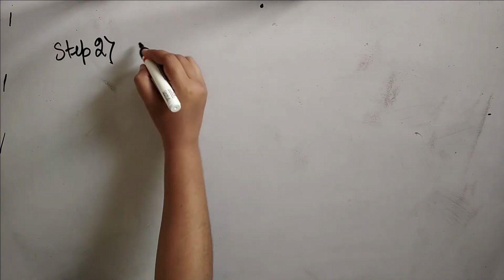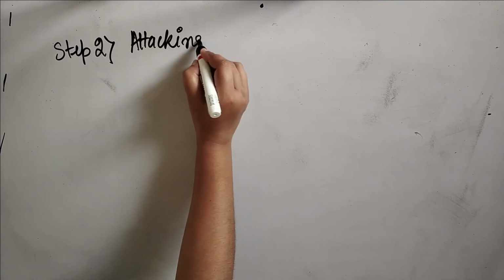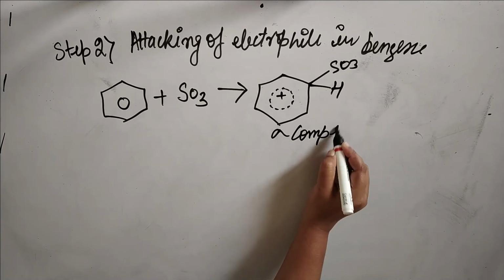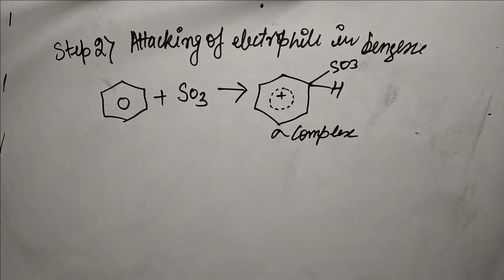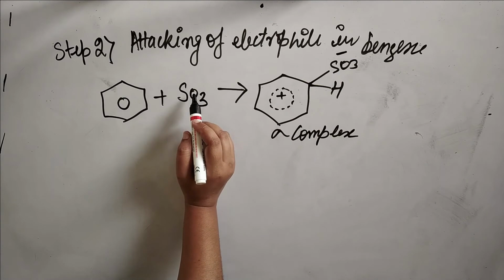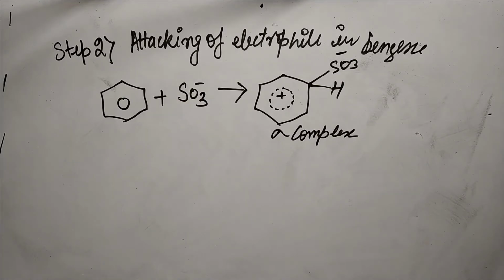Now step 2, attacking of the electrophile on the benzene ring. Here the formation of sigma complex takes place. In this, the benzene ring will get a partial positive charge due to electron deficiency, and this sulfur trioxide will have a negative charge because its oxygen carries the negative charge.